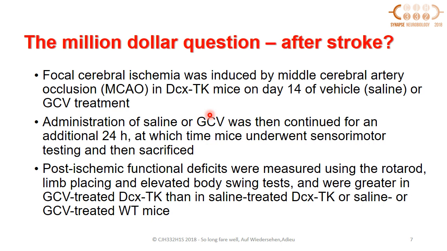If you were to continue on with this ganciclovir application, you also do some sensory motor testing, and then you analyze the brain after sacrificing these mice. I'm going to go through some of these different behavioral tests, ones that I'd like you to be familiar with as a way to test for sensory motor control, and whether you have better or worse sensory motor control. The ones we're going to talk about are the rotor rod, limb placing, and elevated body swing tests.